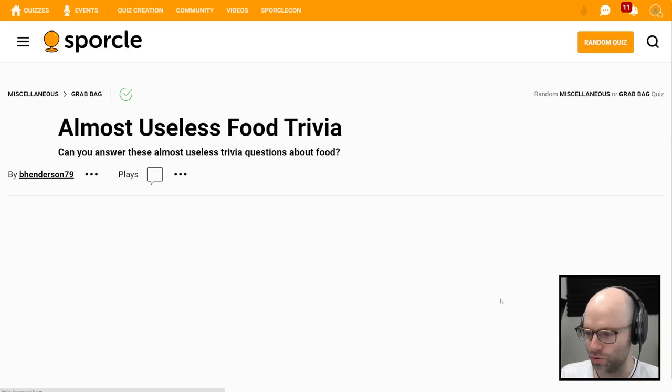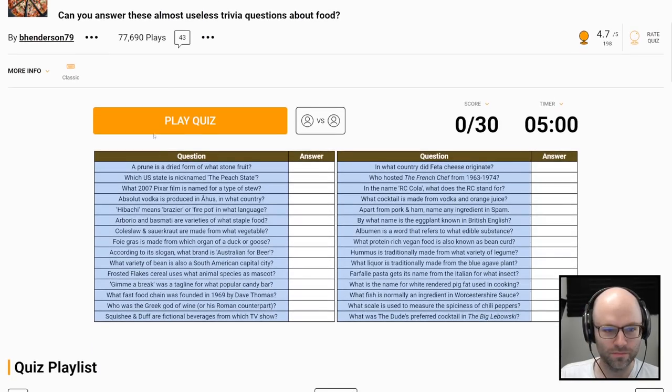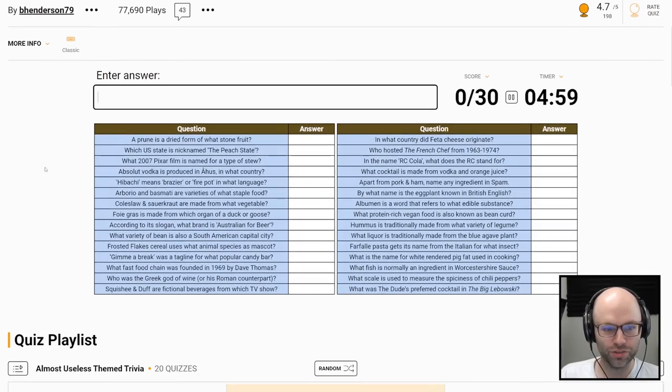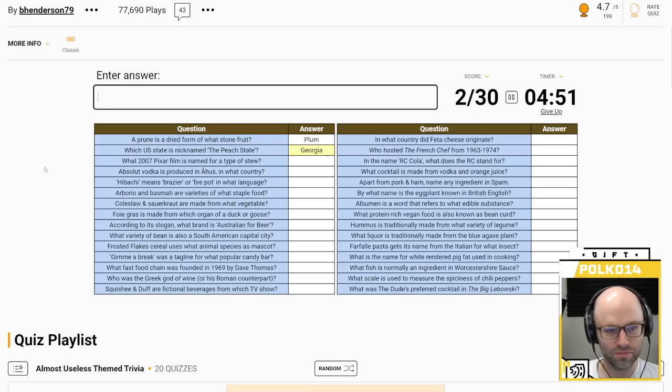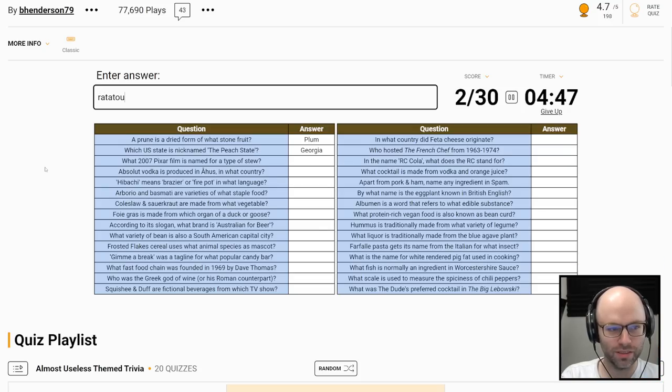Almost Useless Food Trivia. A prune is a dried form of plum. Georgia is the peach state, also known as Herothis. Which 2007 Pixar film is named for a type of stew? Excuse me. You and I have different definitions of stew, I think.